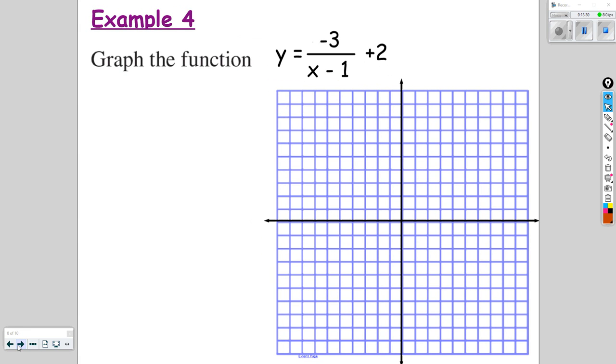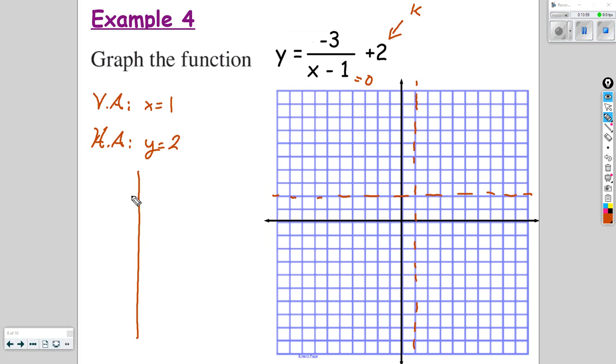All right, this is where we get a little bit more diverse values. So first, the vertical asymptote is going to be x equals 1. Set that denominator equal to 0. Next, the horizontal asymptote is going to be y equals 2. Let's draw those. Here's the vertical asymptote. Here's the horizontal asymptote.